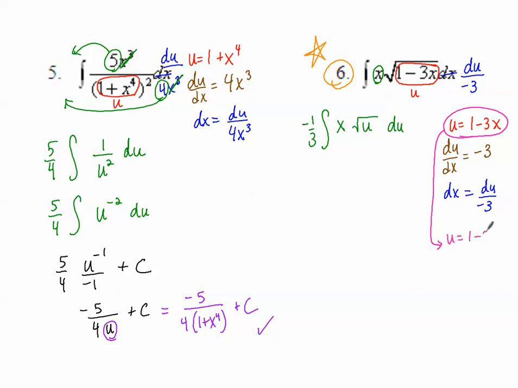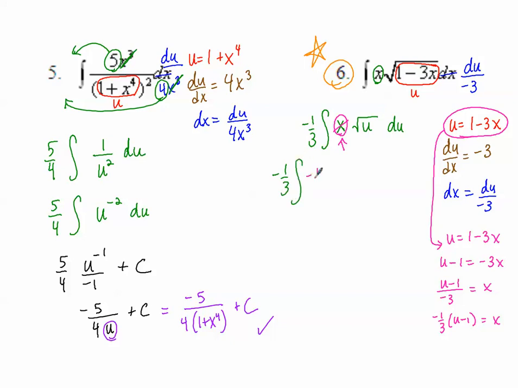If u equals 1 minus 3x, we subtract 1, we divide by -3, and now we know what x is in terms of u. We can rewrite it to be a little bit prettier, maybe -1/3 times u minus 1. But either way, we know what x is. So we're going to take out the x, and in its place, we're going to put what we found that it equals.